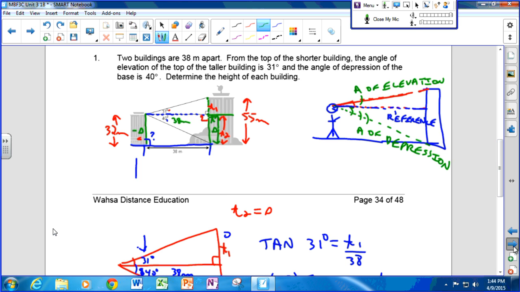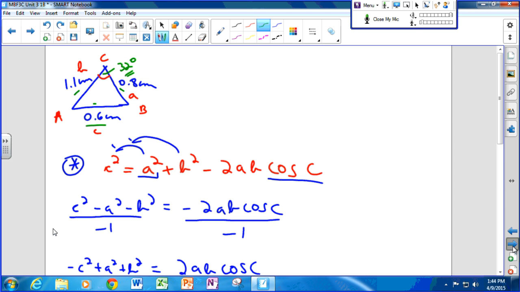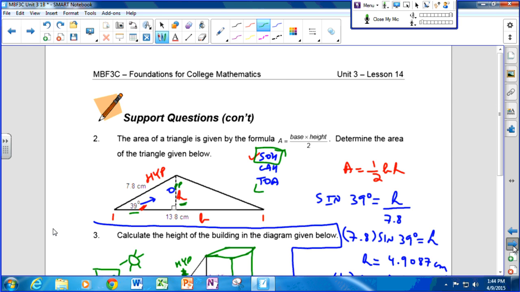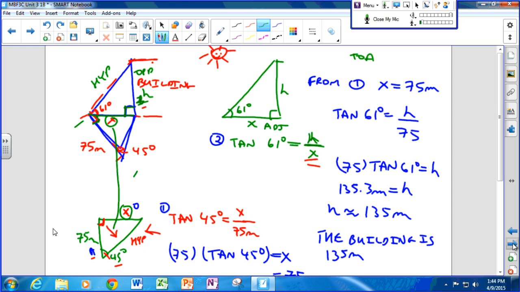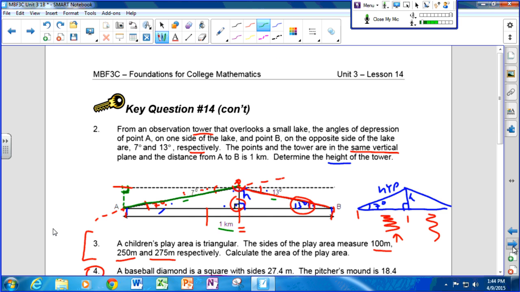All right, so that's going to be the rafter. Okay, here's an example.